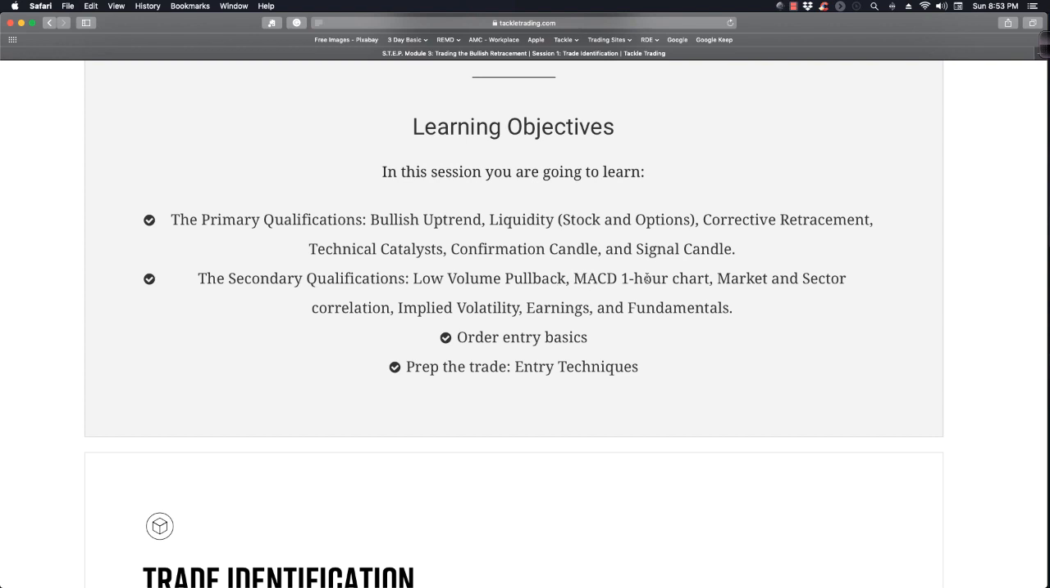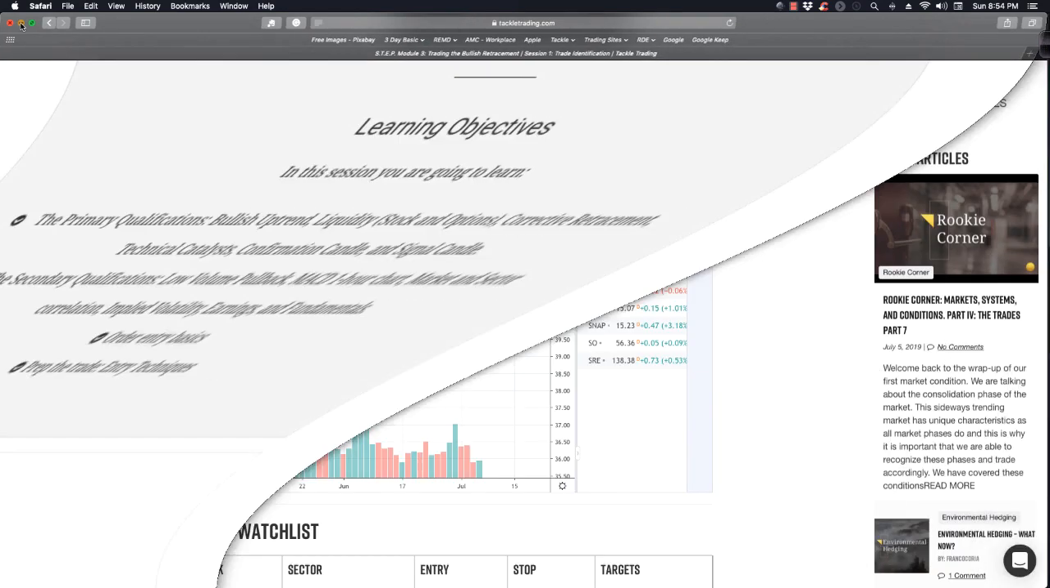MACD on like a 1-hour chart or a 30-minute chart. Market and sector correlation can be very important. Double checking implied volatility. Knowing when earnings is super important, and of course we'd rather trade something that's fundamentally strong. So those are the things that we're going into qualifying. Now the beautiful news for you here is not only do you have all the criteria and things you need to qualify your trade setups here, when you look at the scouting reports.